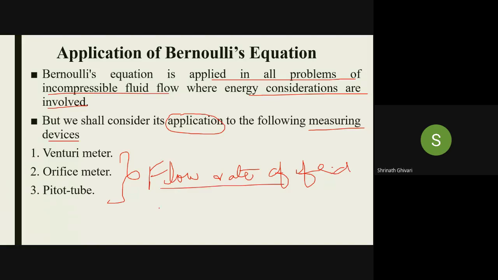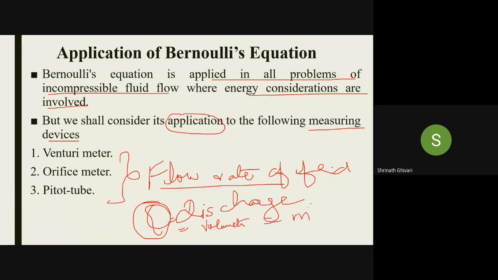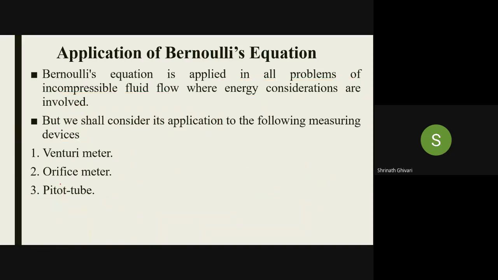What is flow rate? Anyone? That is discharge. We are going to calculate the discharge. I told you discharge is also known as flow rate or rate of flow, or volumetric flow rate, because its unit is meter cube per second. Okay, so we are going for three measurement devices: Venturimeter, Orificemeter, and pitot tube.